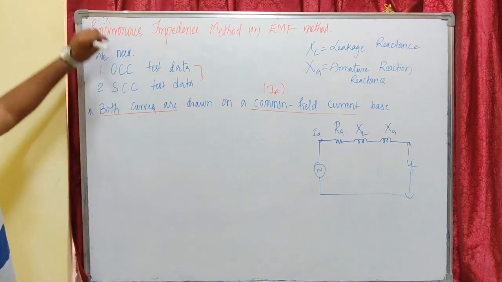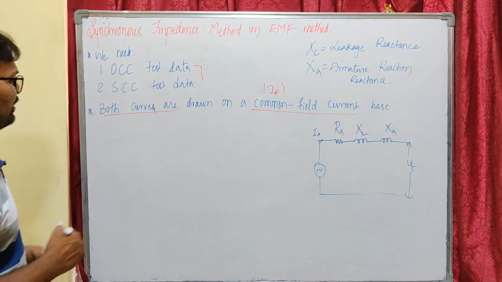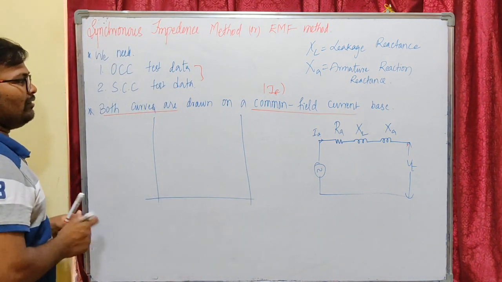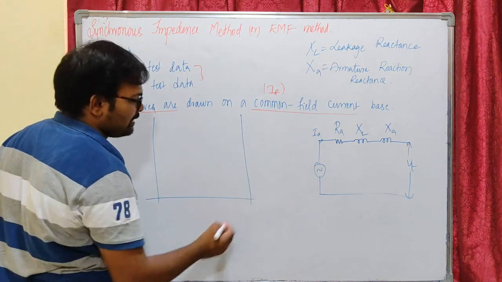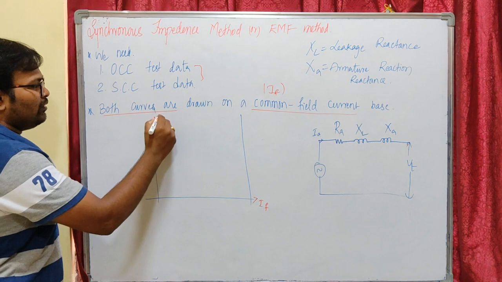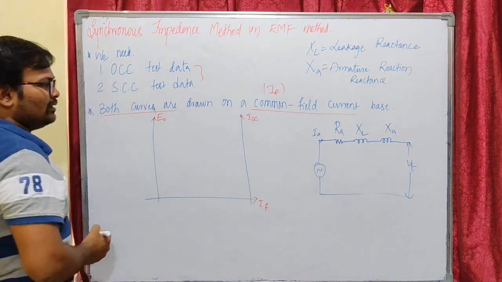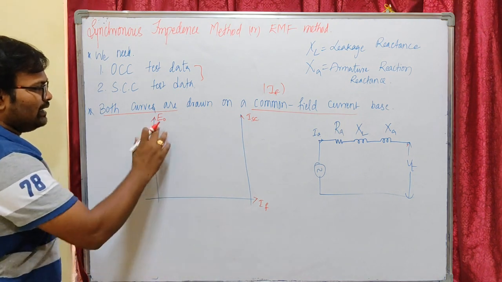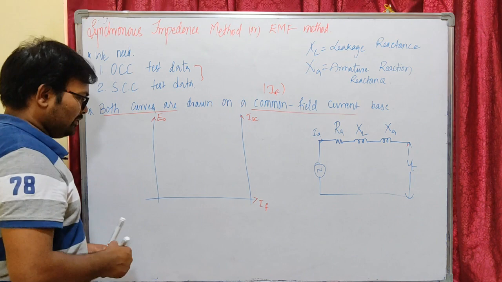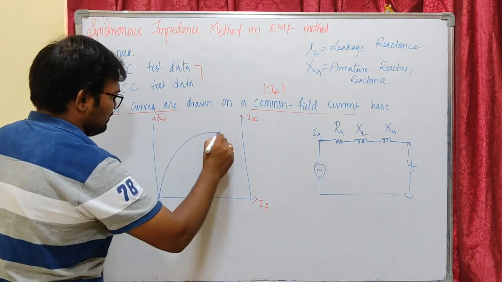This is a voltage component or EMF component, because leakage reactance will induce some EMF. Now let us try to find out voltage regulation. We are going to draw OCC and SCC curves here. The base for both the curves is the common field current, IF. This is our no load EMF, E0, and this is our short circuit current ISC. On this graph I am going to draw E0 versus IF, on this graph ISC versus IF. I am going to draw the OCC first, so that will be like this.